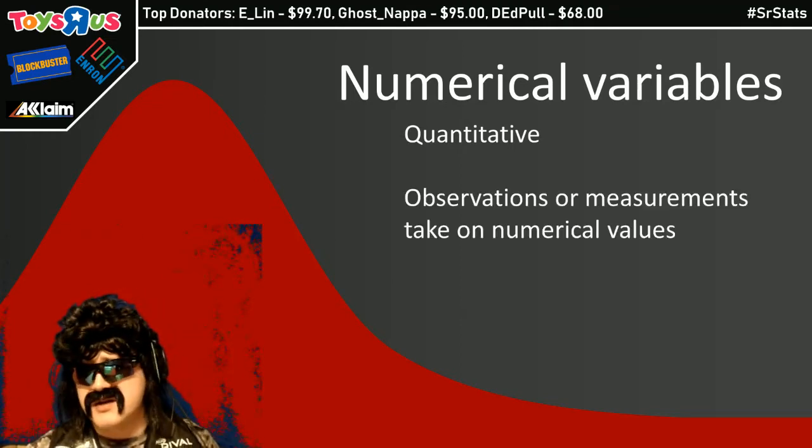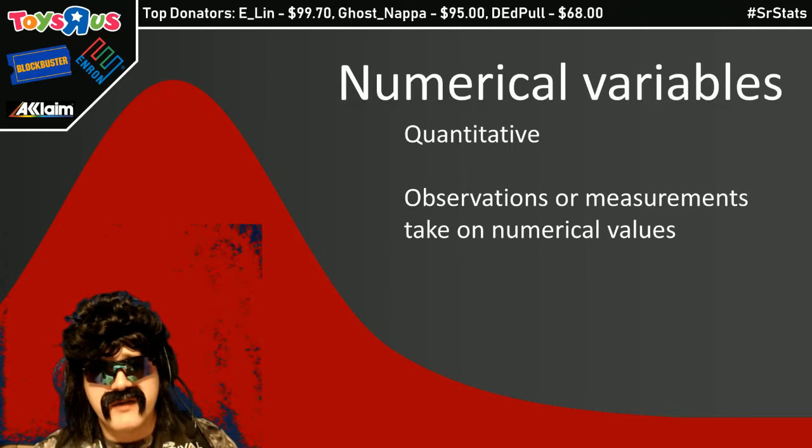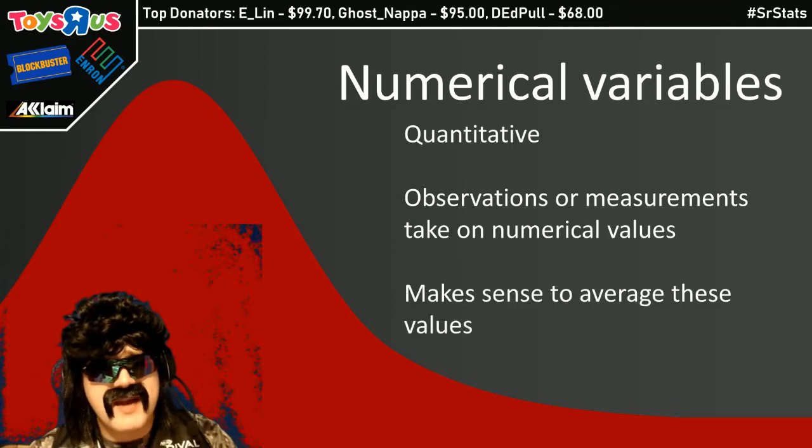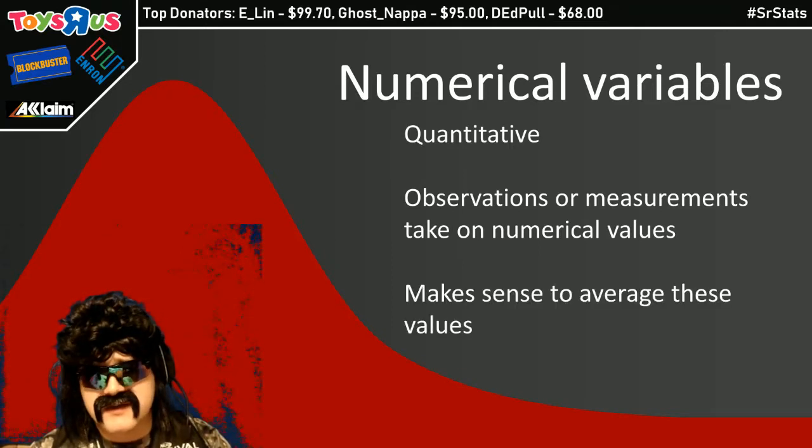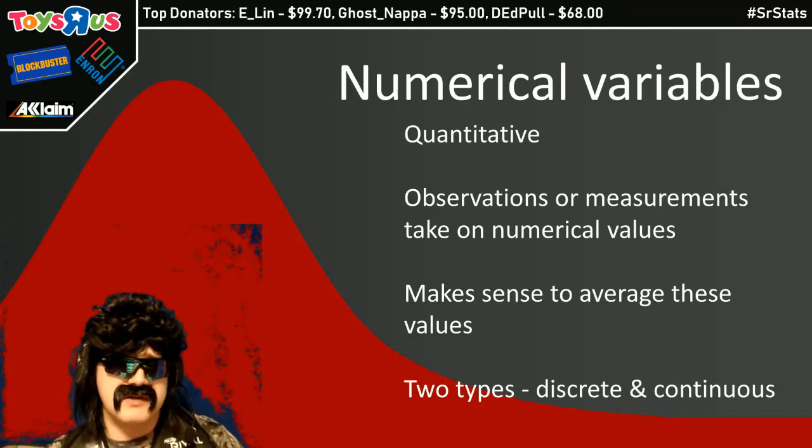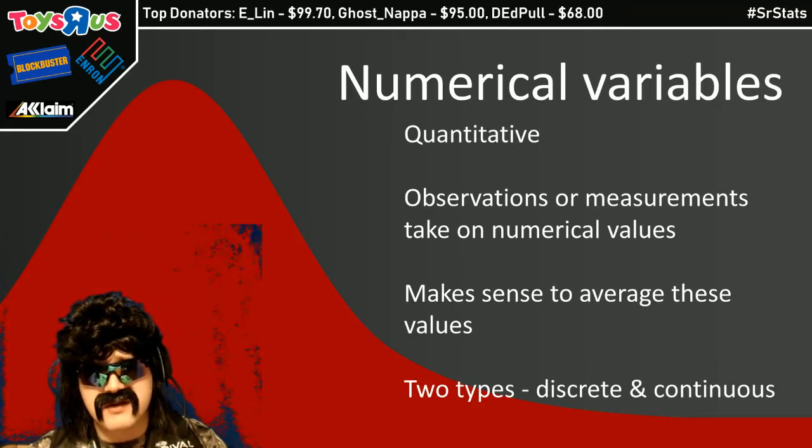Now, observations or measurements take on numerical variables. It makes sense to be able to average these values. Now, there's two types. There's the discrete and there's continuous.